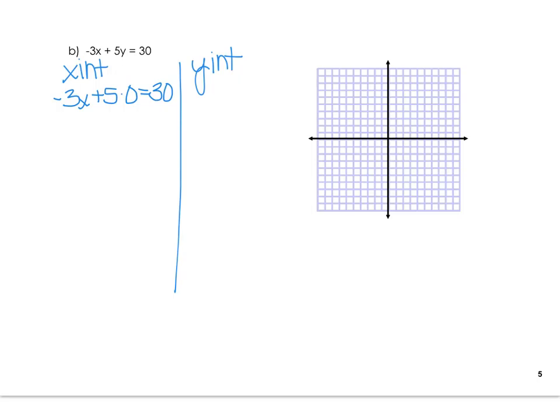So 5 times 0 is 0, so we're going to cross that off. Again, that happens most of the time when you're solving these. So negative 3x equals 30. And again, I don't want to say always, but most of the time you're going to end up dividing for that one-step equation to solve to get that intercept. So my intercept is at negative 10, 0.